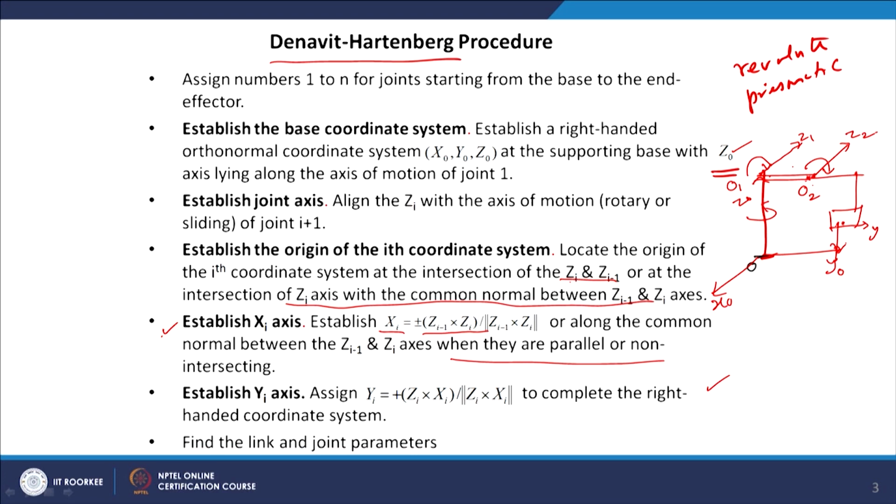The z axis at the end effector is called the approach vector, and the y axis is called the sliding vector, the sliding direction, and the x axis is fixed according to the right hand system.